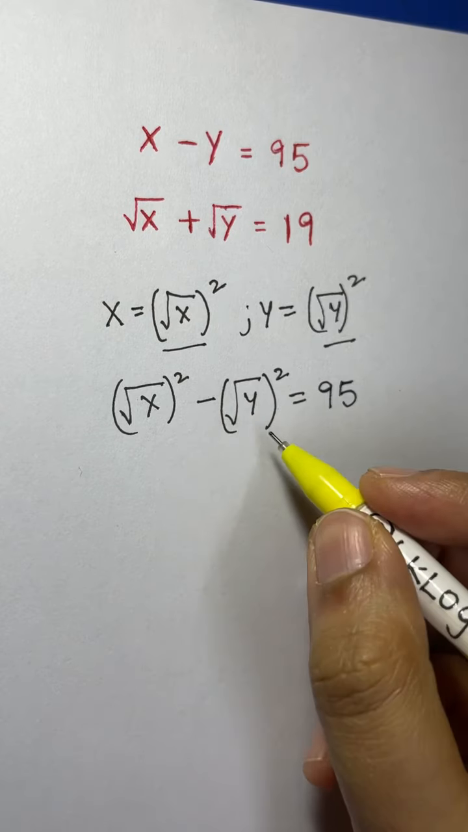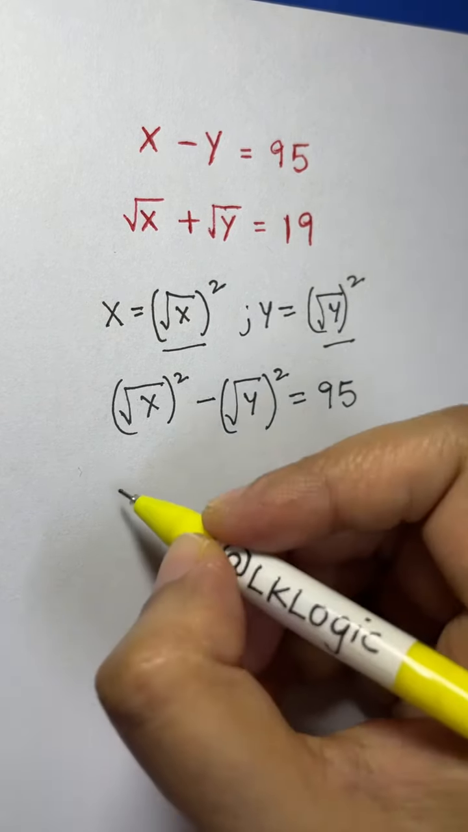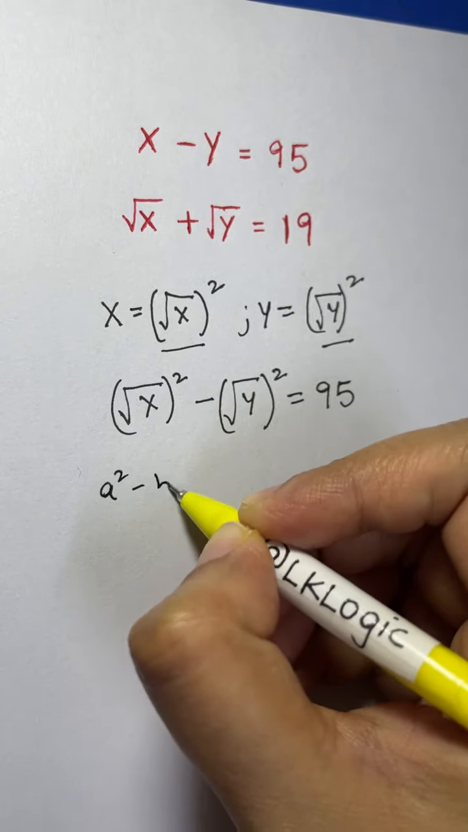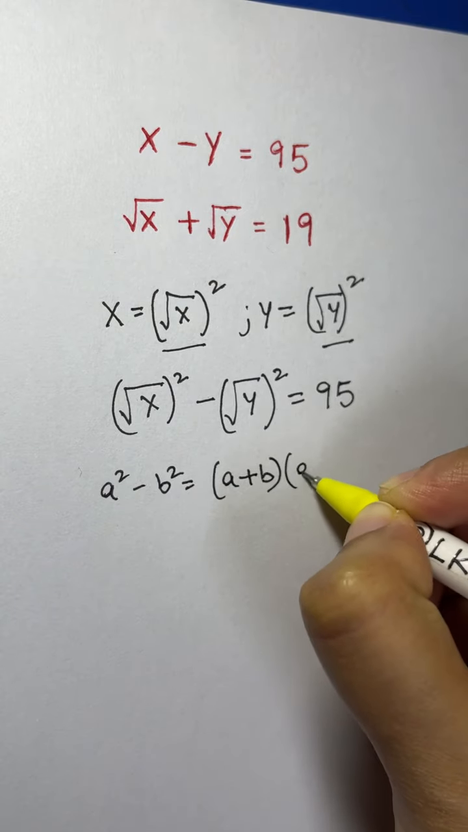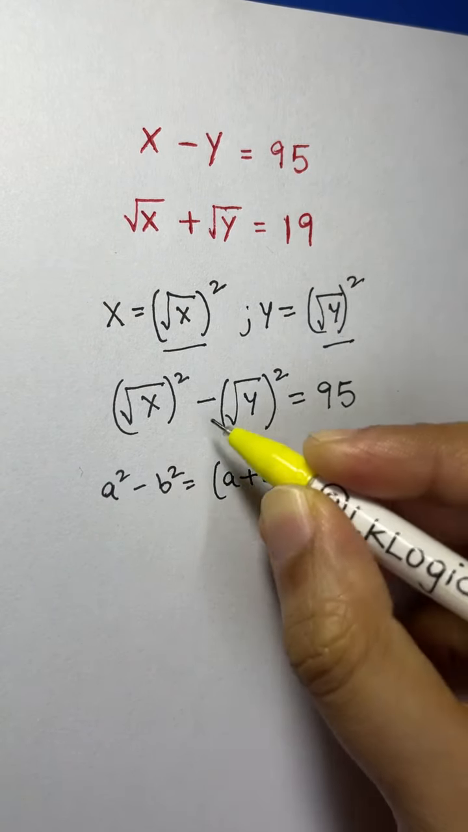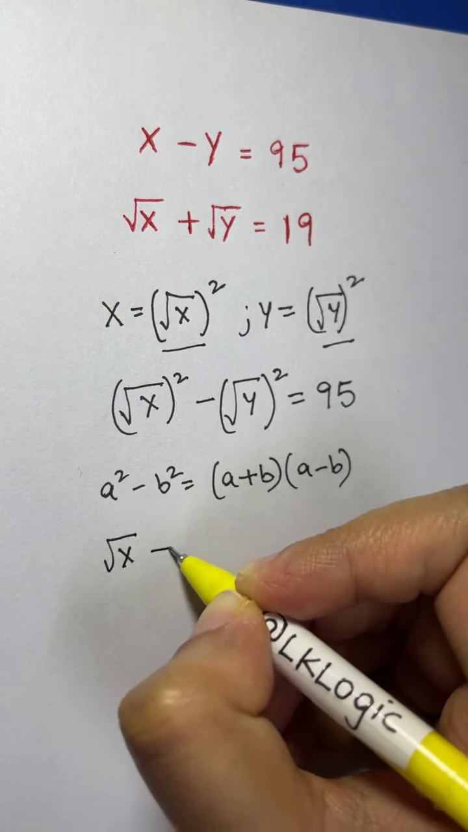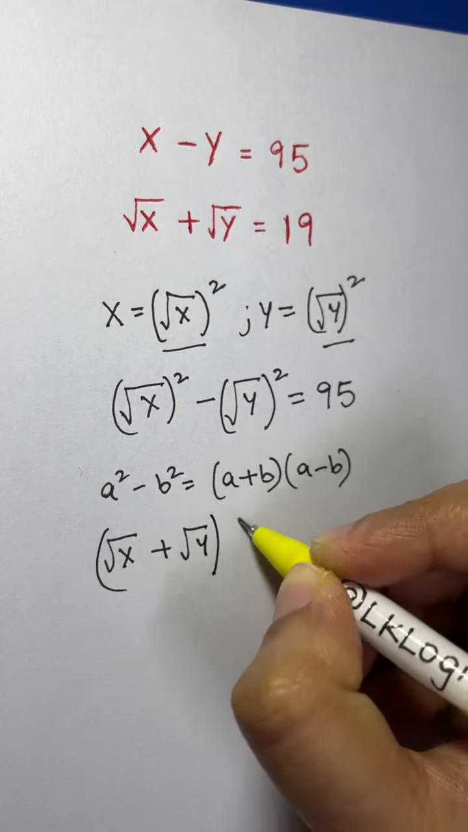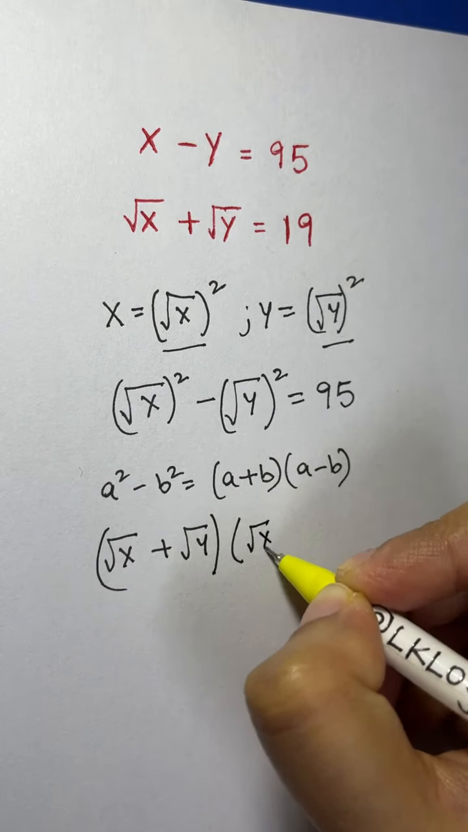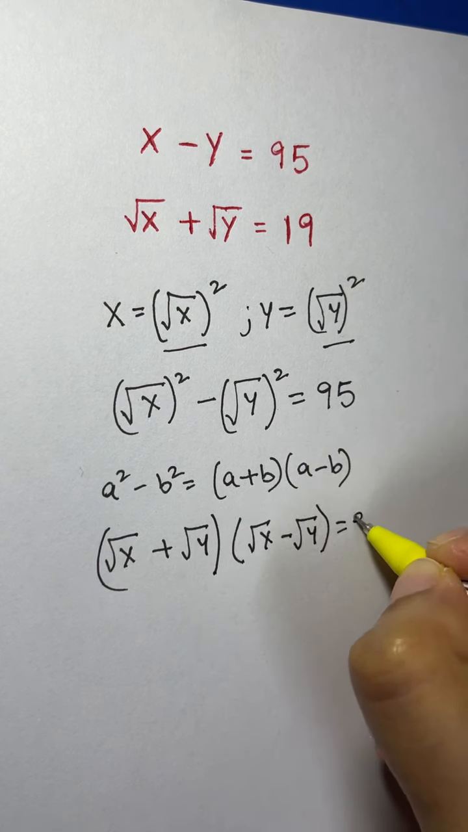Now what do you think? You can guess what it is. It's an identity, a square minus b square. And what's the formula for that? That's a plus b times a minus b. Now let's substitute it back. So you have square root of x plus square root of y, that's your a plus b, times a minus b is square root of x minus square root of y is equal to, you already have that, it's 95.